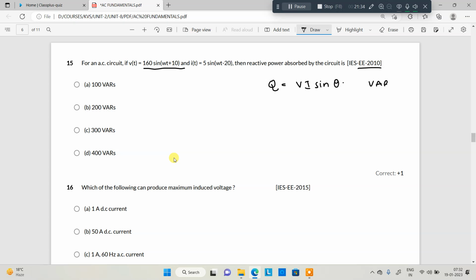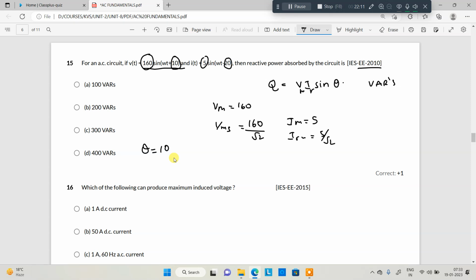The units are VAR. Now here, what is the V maximum value? 160. So Vm is equal to 160. From that, Vrms is equal to 160 by root 2, since all are RMS values only. Next, current Im is equal to 5. From that, Irms is equal to 5 by root 2. Got my point? Next, what is the phase angle theta? It is 10 minus minus 20. That means theta is the phase difference, that is 30 degrees.